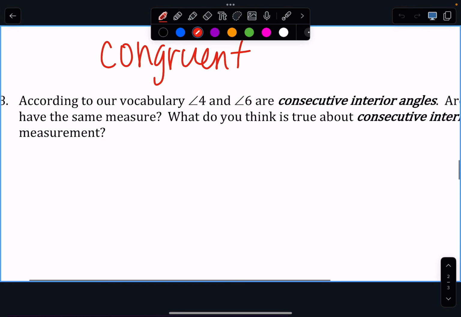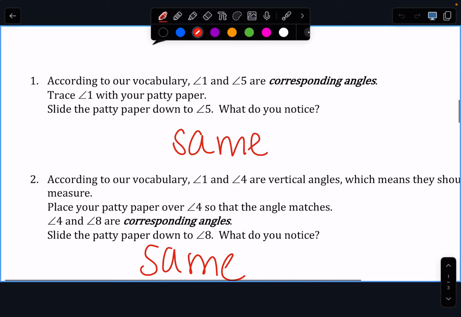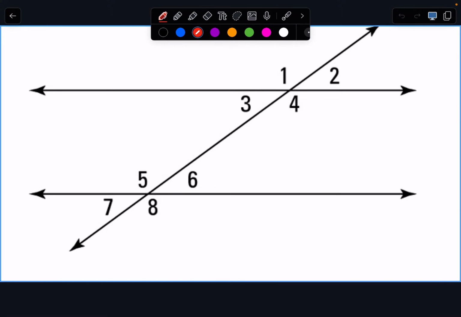Okay. What I want you to do, okay, 4 and 6 are consecutive interior angles. So can you put your angle back on 4? And then I want you to move it. Can you fit it so that it's the same as 6? No. Okay, so Landon, I'm sorry, you're wrong. Consecutive interior angles are not congruent, but they do have a special relationship.